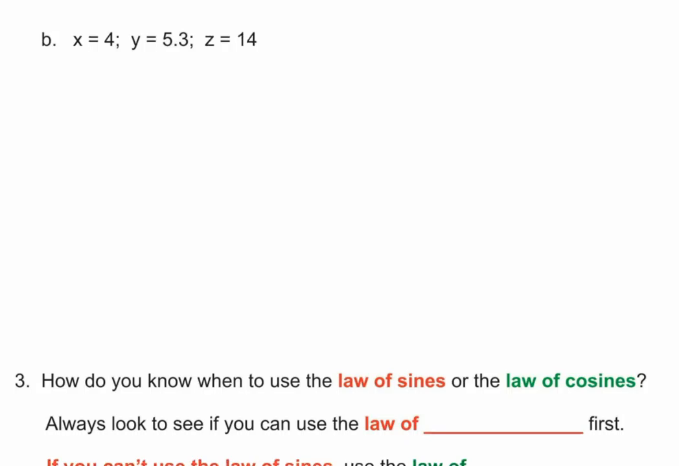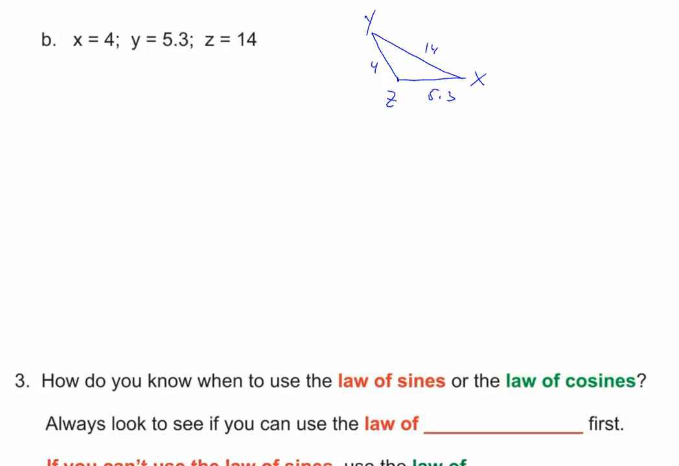All right, how are you going to draw it? However way you want. Put your X, Y, and Z wherever you want. I'm looking at the numbers: a 4, a 5.3, and a 14. So angle Z is across from the 14, angle X is across from the 4, and angle Y is across from the 5.3. Agreed? Okay.